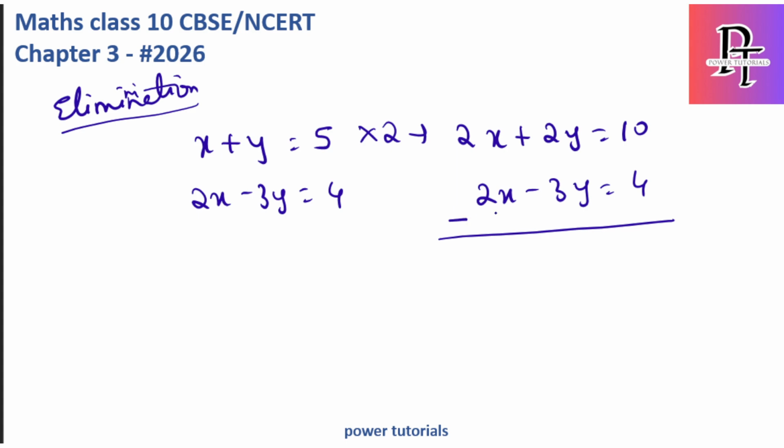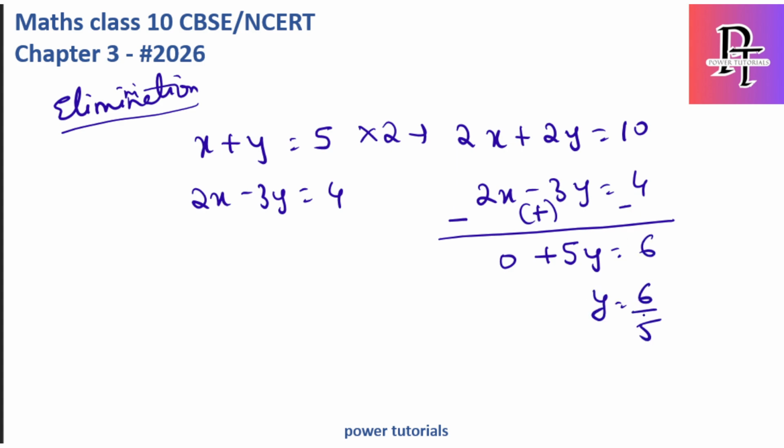Here nothing, so I'll keep it as minus. Here already minus, I'll make it plus. Here nothing is there, I'll keep it as minus. Now 2x minus 2x is 0, 2y plus 3y is 5y, 10 minus 4 is 6. So I got the y value as 6 by 5.